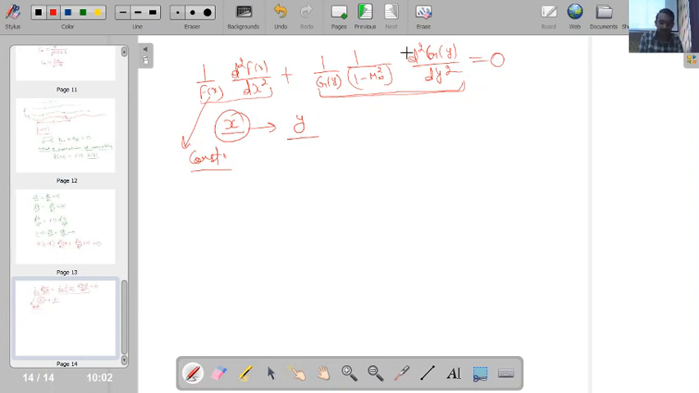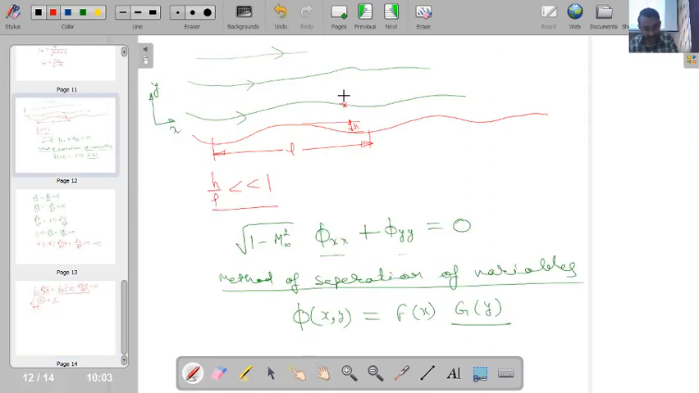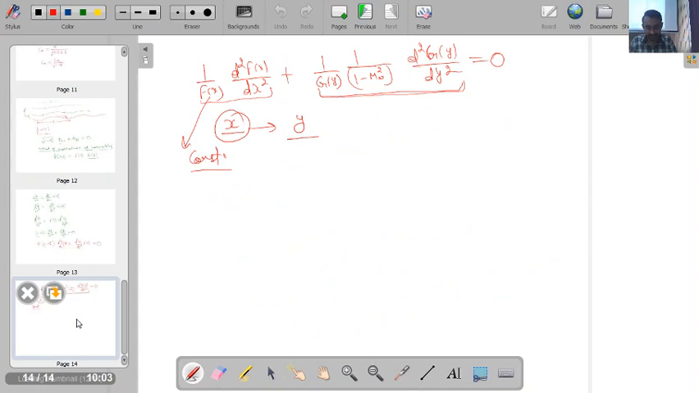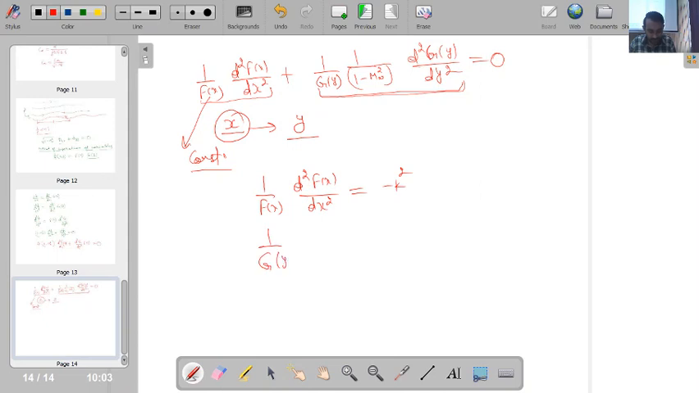Is this one clear? So this entire term will be equal to minus of that constant. So ultimately I will be finding that at this x along the y direction also this second term will actually be constant. Point is clear? So that is the reason I can say that if my 1 by f of x d square f of x by dx square is some constant minus k square, then my second term 1 by g of y into 1 by 1 minus M infinity square into d square g of y by dy square will be equal to k square.